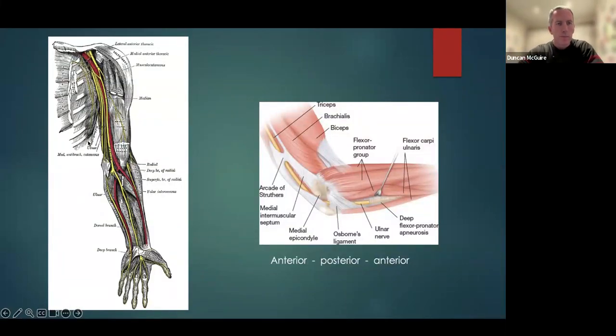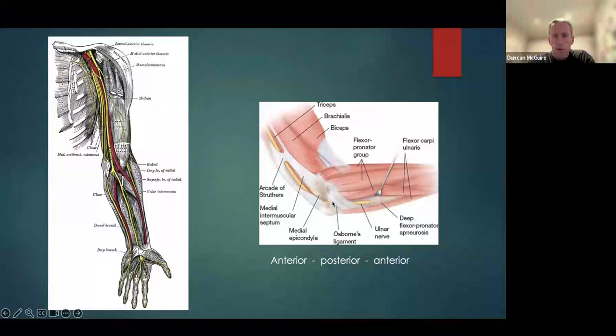Importantly, there are no branches in the upper arm at all. The first branch is supposed to be an articular branch to the elbow joint, but to be honest, I've never even seen that articular branch. I think it's so small and it's completely irrelevant. So the first real branches that you need to be aware of are the FCU branches, which come off just distal to the cubital tunnel as it passes around the corner there.